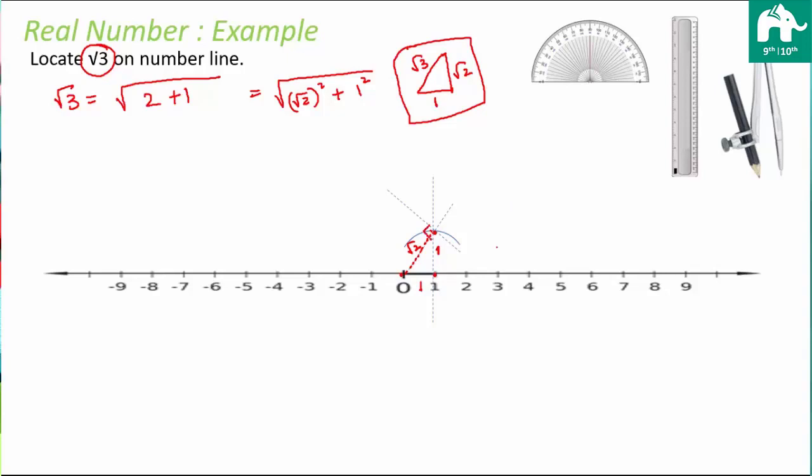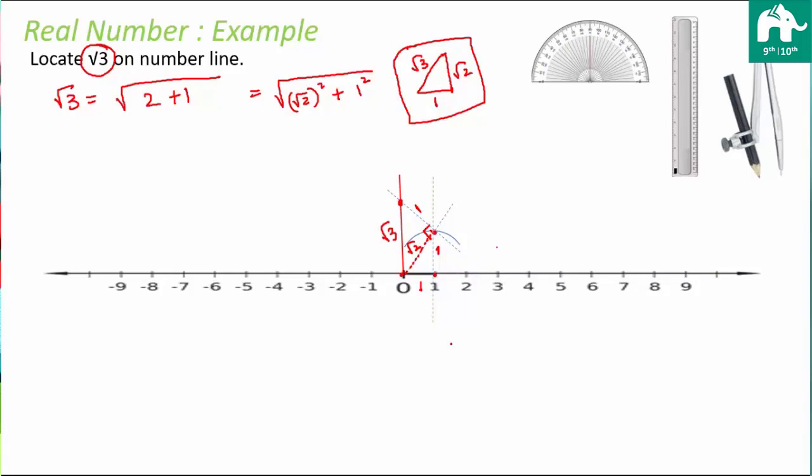So we have drawn a perpendicular here, and then we will measure 1 unit using a compass and cut it at that point. Let's say this much distance is 1 unit. Now when you join these 2 points, what is this distance? This distance is root over 3. Now using the compass, you can measure this distance and make a cut somewhere here. And that's how you find the position of root over 3 on the number line.